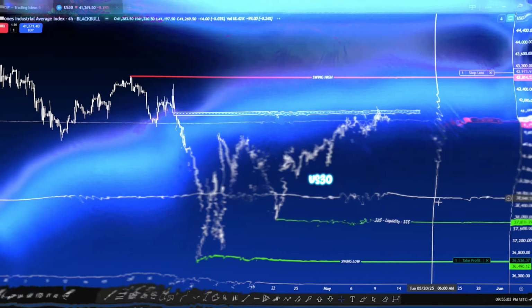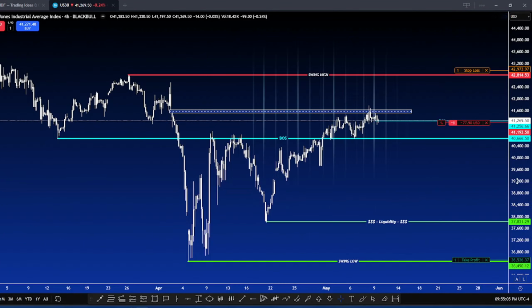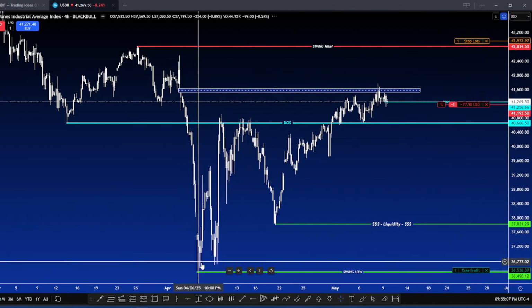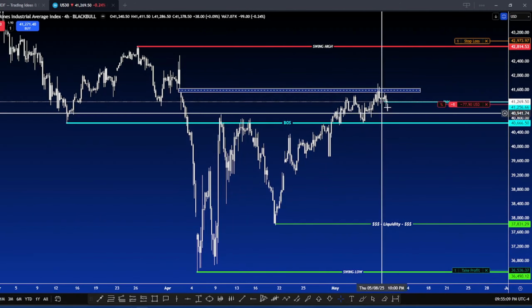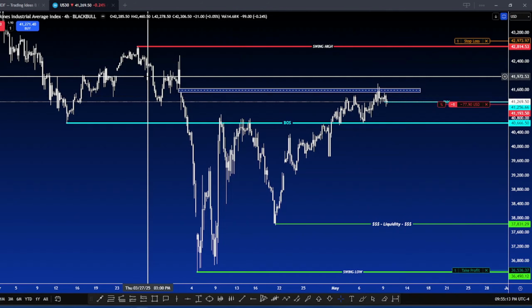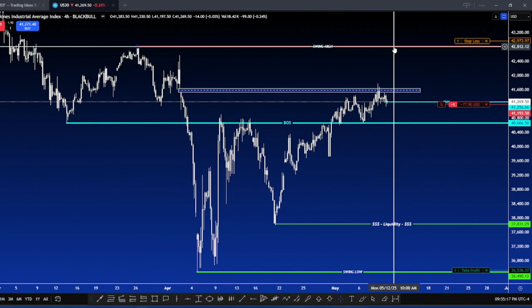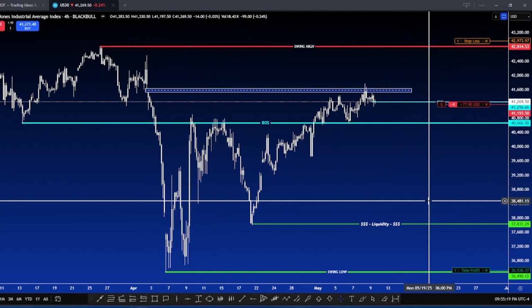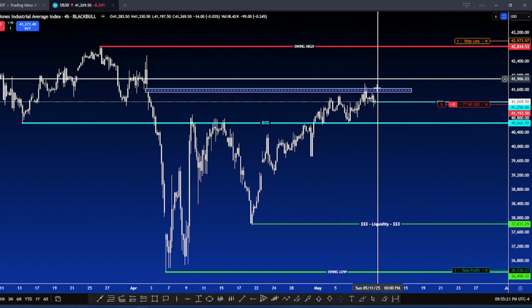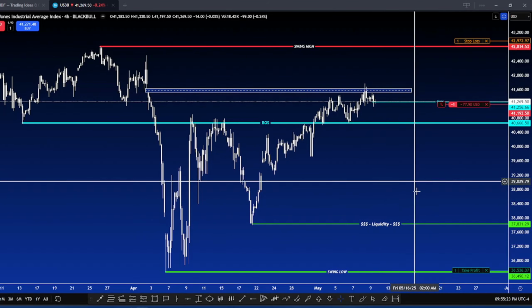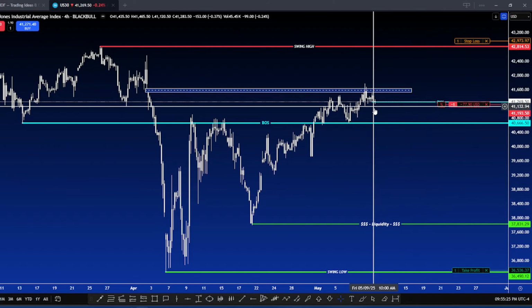Last but not least, US 30, same exact thing as SPY and NAS, guys. We got in from the low, price did its dance, all the way up to the top. Yes, it may still push up a little bit more to these particular highs, but if it does that, it's definitely going to give us a drop after that. But if it doesn't do that, then we're most likely going to get the drop right now. So just be on the lookout for that.